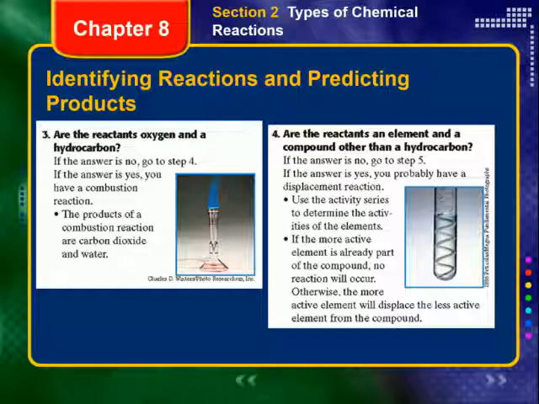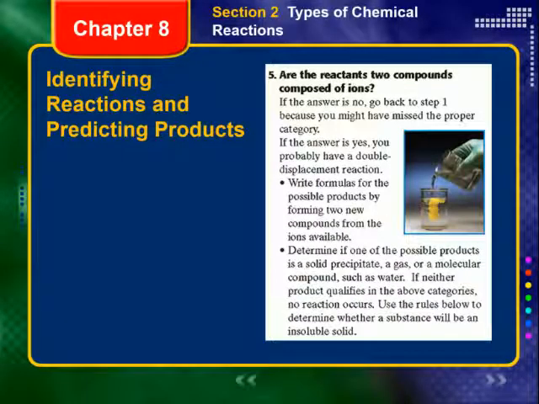Use the activity series, which we're really going to hit in section 3 in a couple of slides. If the more active element is already part of the compound, then no reaction will occur. Otherwise, the more active element will displace the less active element. And lastly, are the reactants two compounds composed of ions? If it is, you probably have a double displacement reaction. Write the formulas of the possible products by forming the two new compounds from the ions available. Just switch partners.